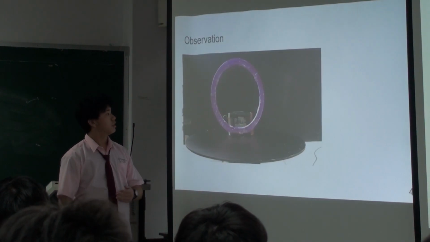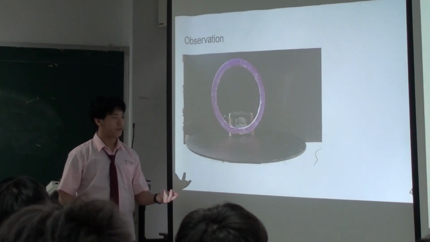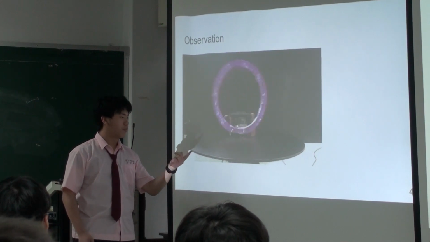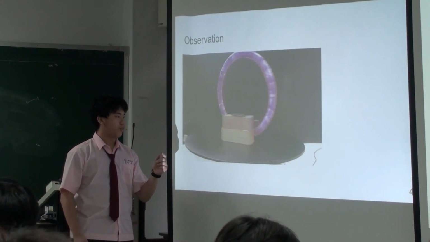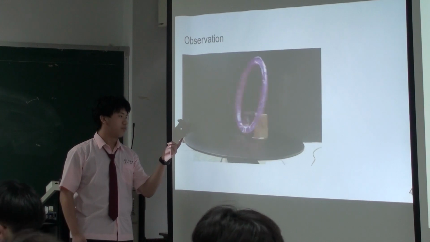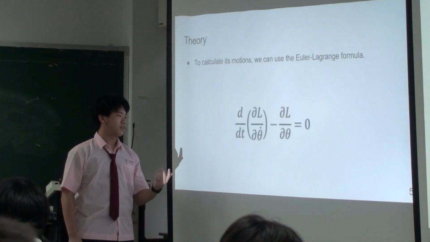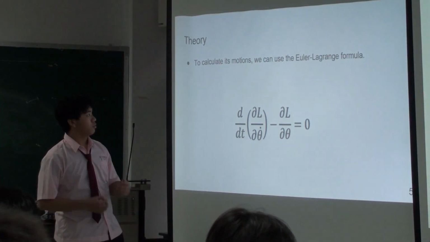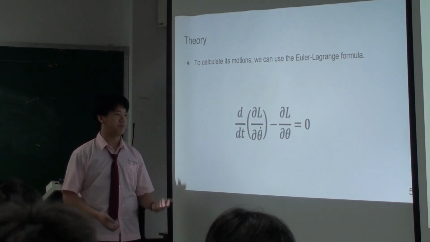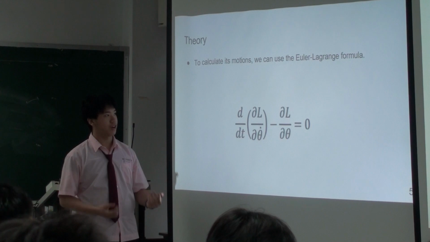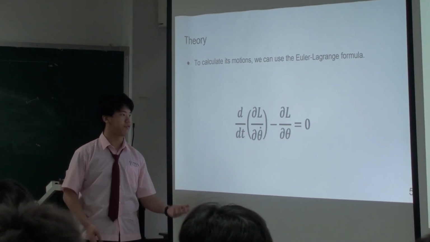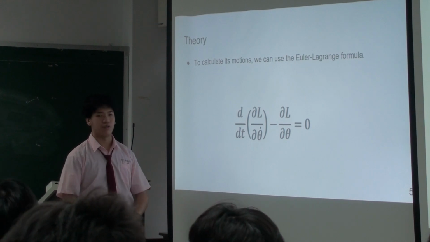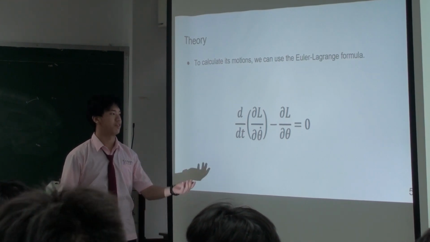Okay, and this is our observation video. As you can see, the small bead inside the hoop will go up to a small angle. Okay, next page. We wanted to calculate the bead's motion, and we will try to use the Euler-Lagrange formula, which we modify to our question, and it will look something like this.